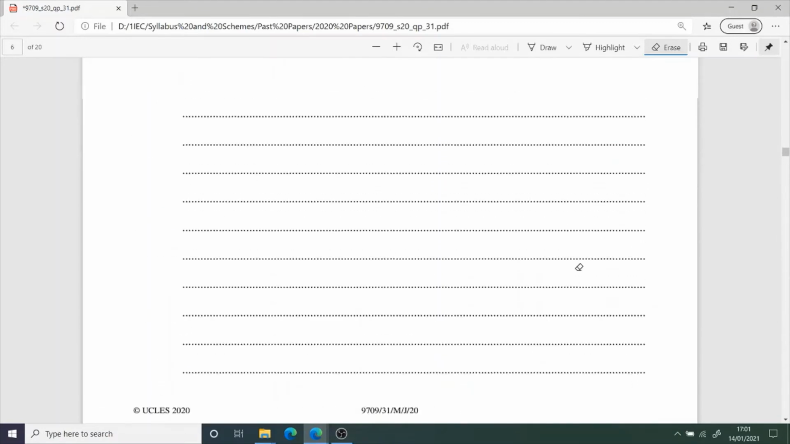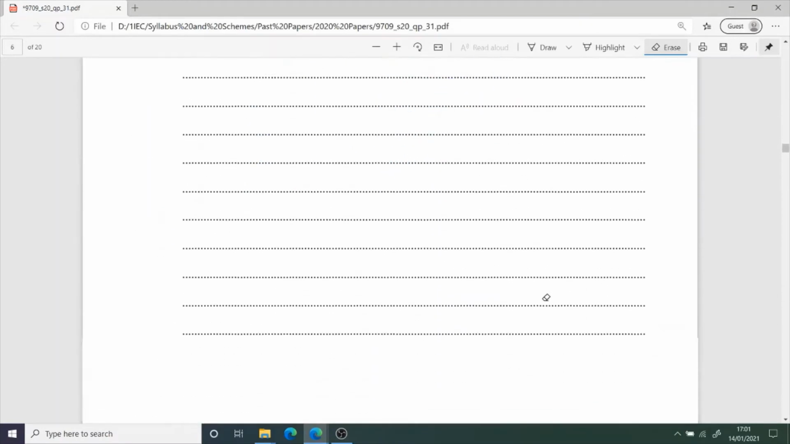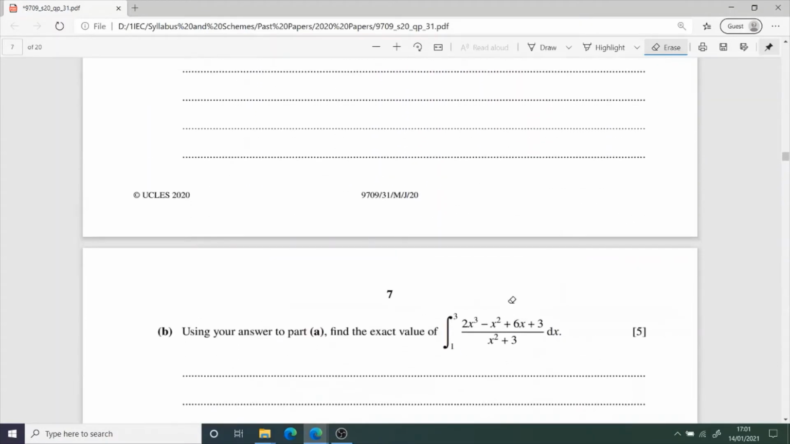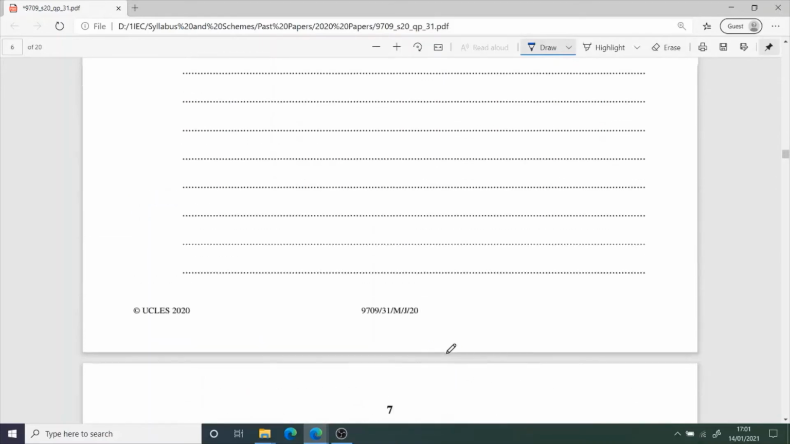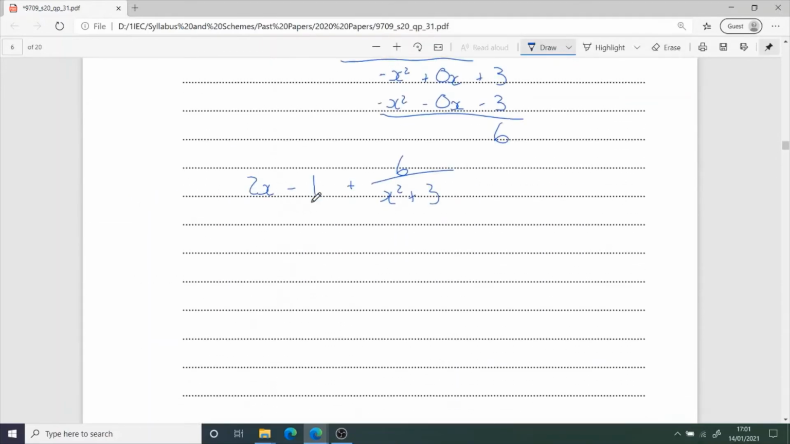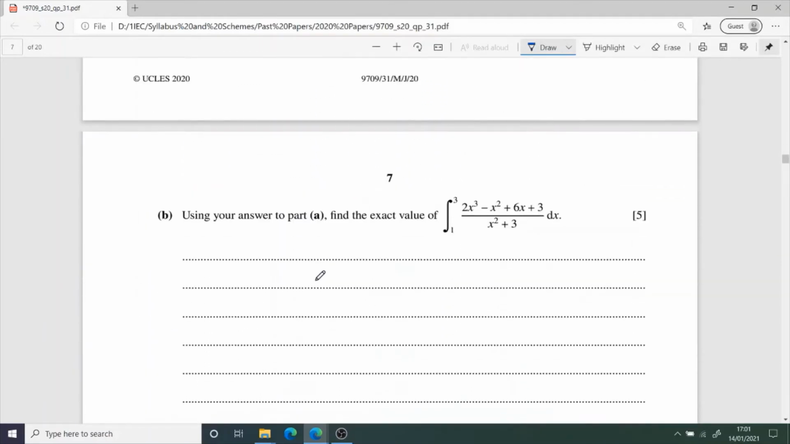Part B asks us to integrate what we had in Part A. It's worth just double checking that the two things are exactly the same. I have checked and they are, but sometimes they do things like multiply the whole thing by 2, so it's worth checking. So we're now going to integrate 2x minus 1 plus 6 over x squared plus 3. So here we go. 2x minus 1 plus 6 over x squared plus 3 dx.